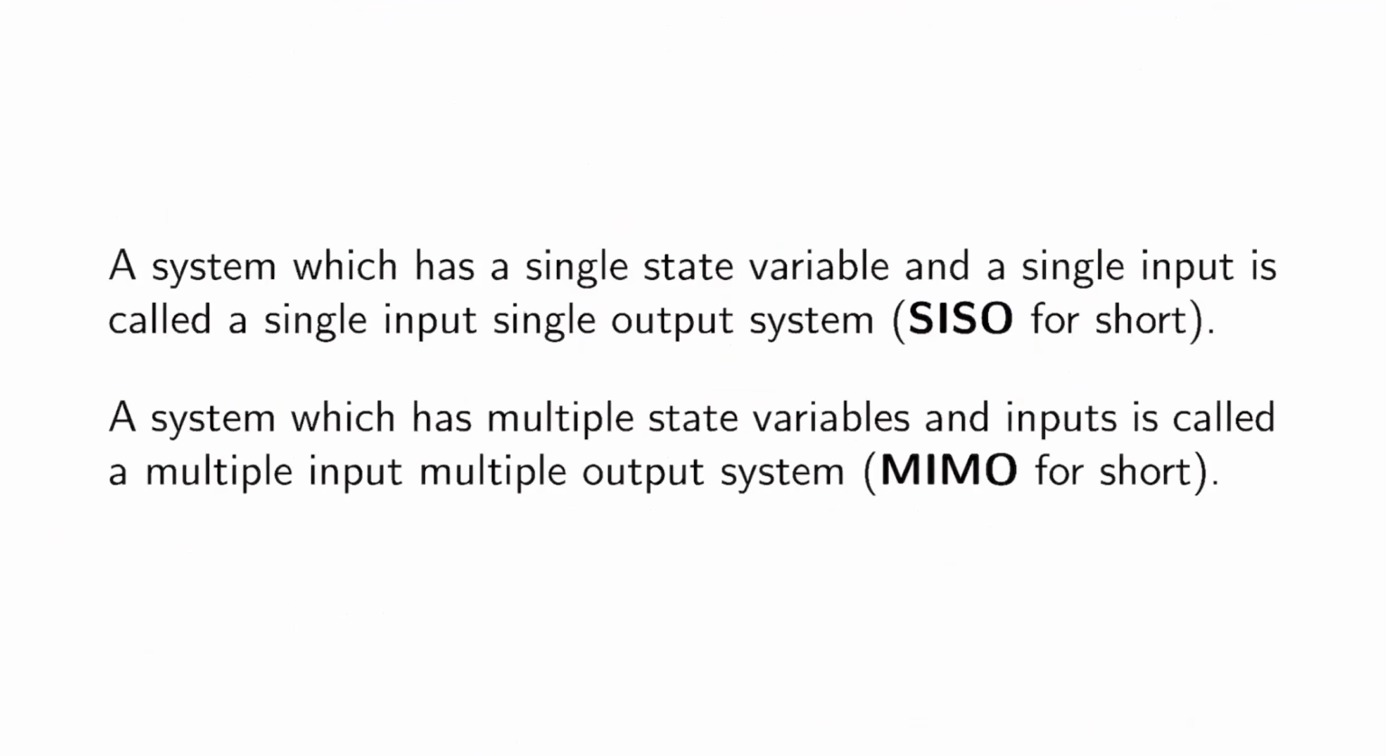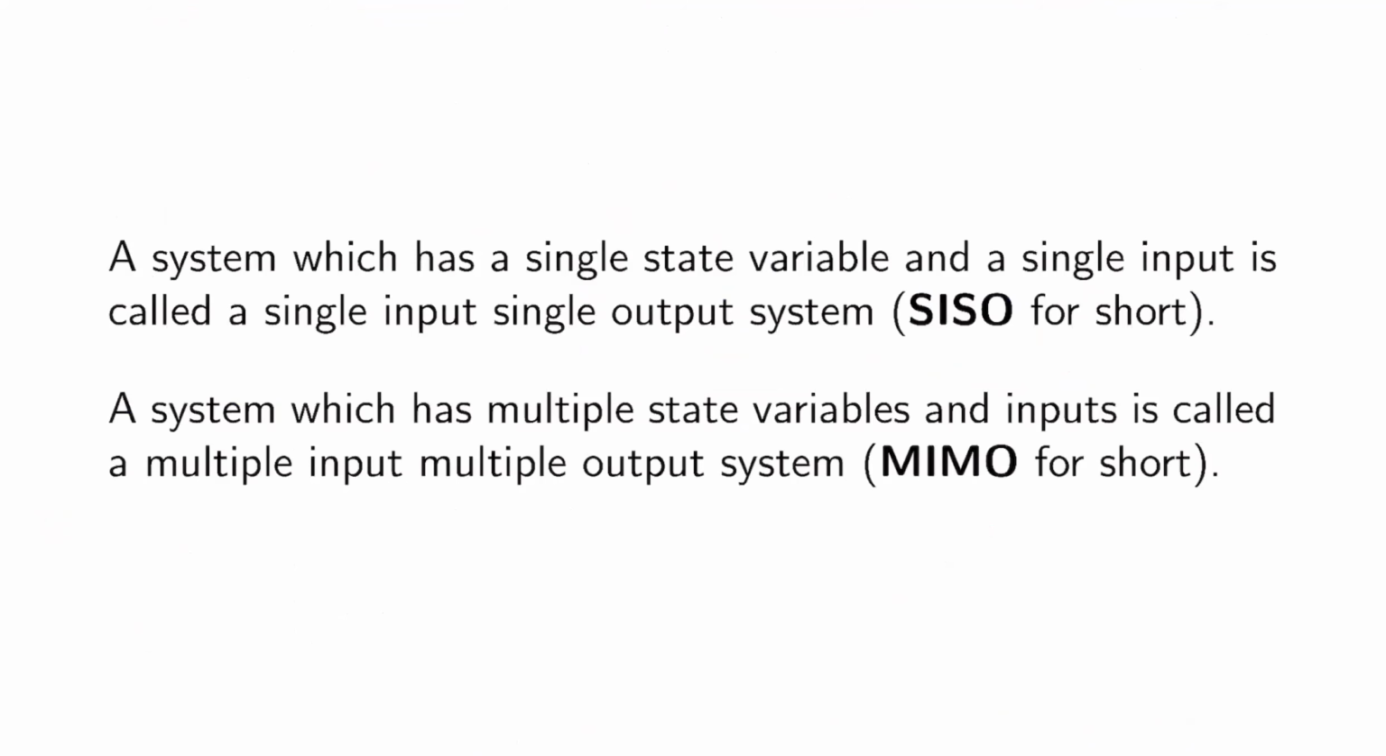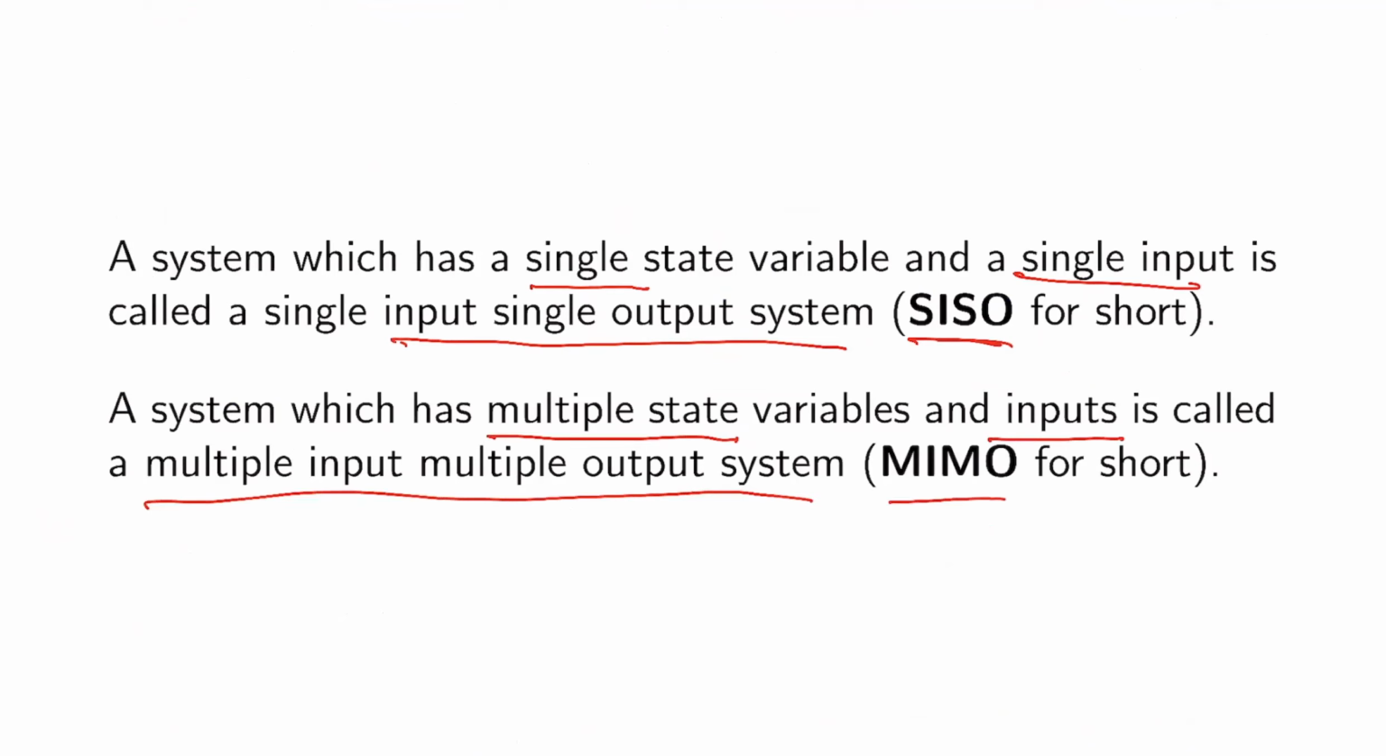A little bit of terminology. It's not important terminology, but you'll see it in the textbooks. If a system has a single state variable and a single input, then it's called a single input, single output system, or SISO. If a system has multiple state variables and multiple inputs, it's called a multiple input, multiple output system, or MIMO. You'll see that in some textbooks: SISO and MIMO.